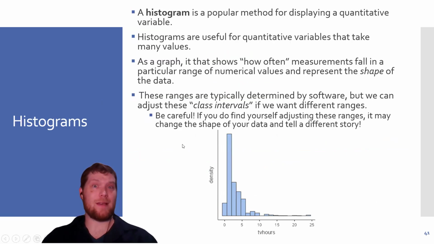Now, I talked about certain graphics that are useful, and the histogram is a popular method for displaying a quantitative variable. Histograms are useful because they take on many values, and as a graph, it shows how often values seem to occur, and they fall into these frequencies. We'll call this a density later, but for right now, think of it just as frequencies, how often they happen. These ranges are typically determined by software. We could adjust these class intervals if we needed different ranges. Be careful. If you do find yourself adjusting these ranges, they might tell a different story, as they could change the shape of your data.